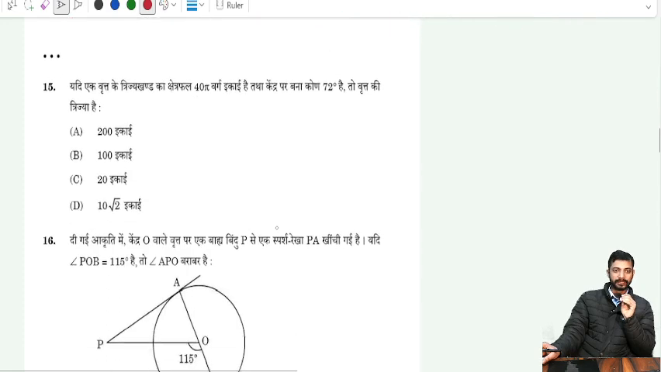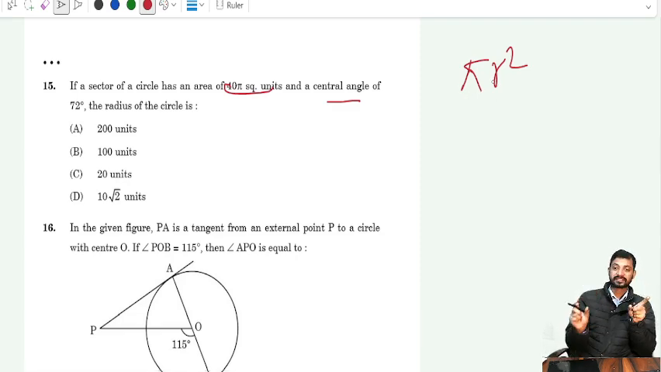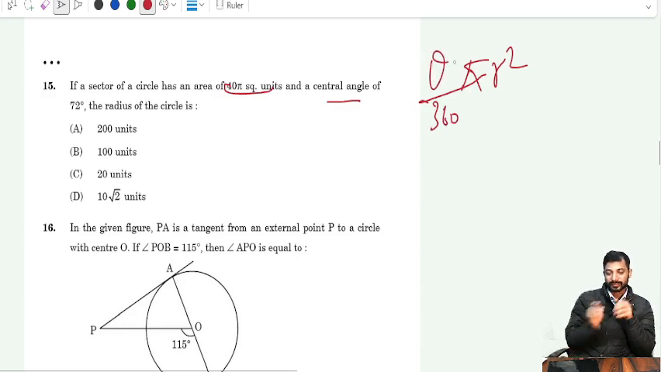Let's solve the next question. If a sector of a circle has an area of 40 pi square unit, then find the central angle. What is the area of the circle? Area of circle is pi r square, and this pi r square is for 360 degrees. If you go for 1 degree, it gives you pi r square upon 360. But if you go for theta, the area of sector is theta upon 360 times pi r square.